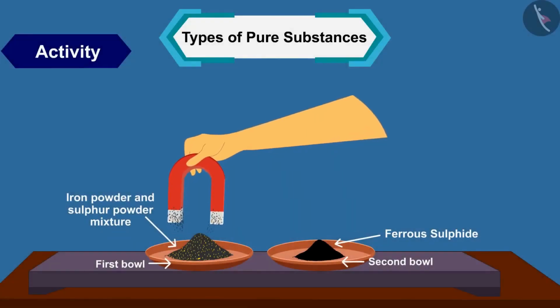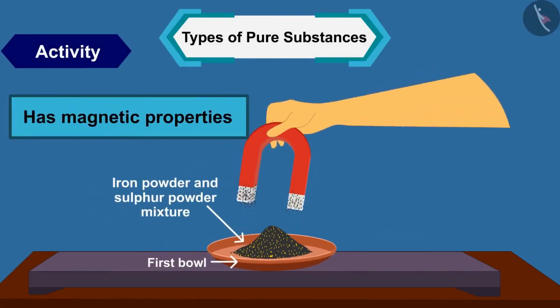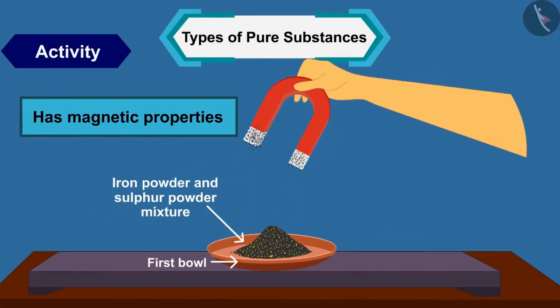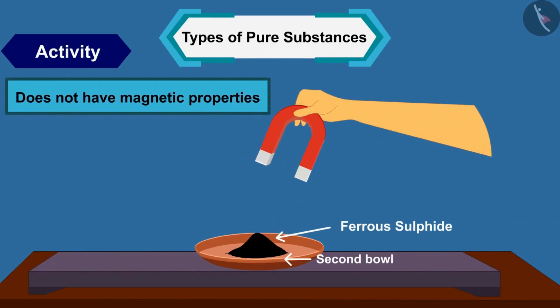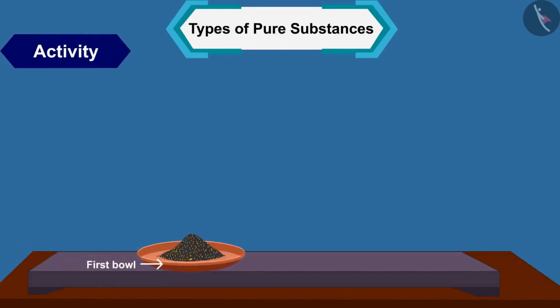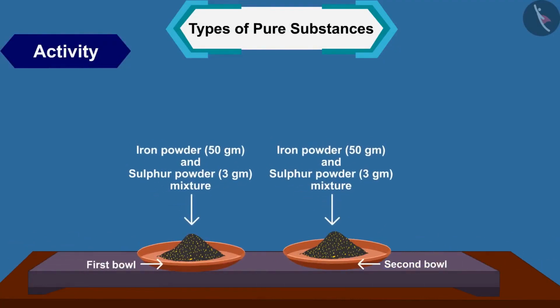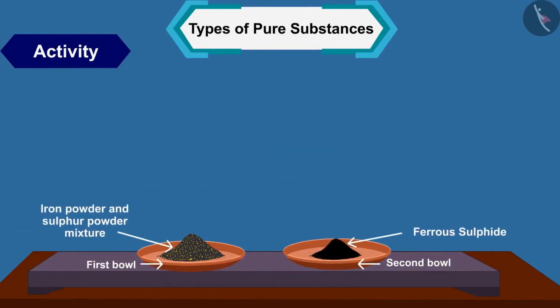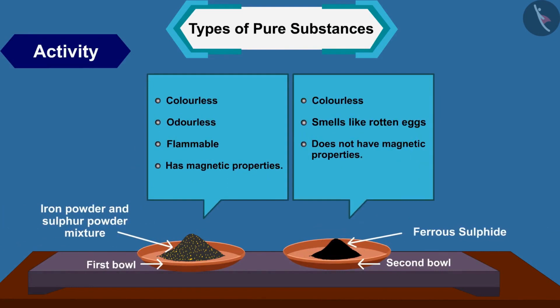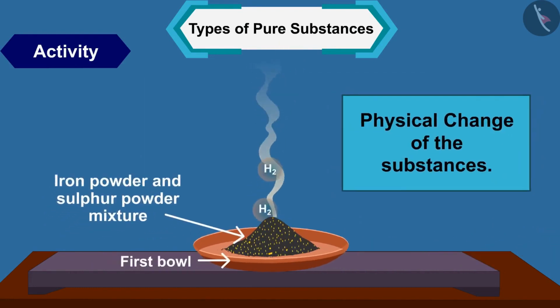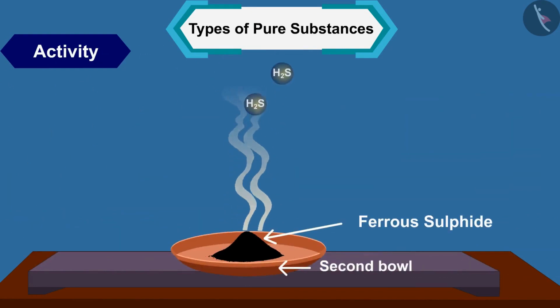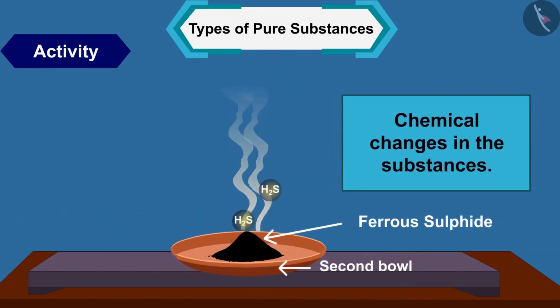What do you see? The material obtained in cup 1 has magnetic properties, while the material obtained in cup 2 does not have magnetic properties. Although initially the given substances were similar, the materials obtained in both the cups showed different properties. Why did this happen? This happened because the action done in cup 1 resulted in the physical change of the substances, while the action in cup 2 resulted in chemical changes in the substances.